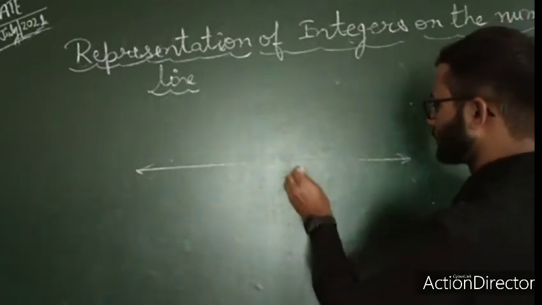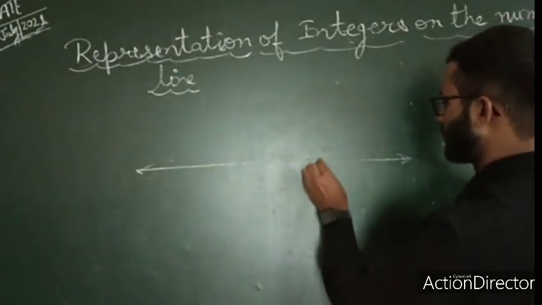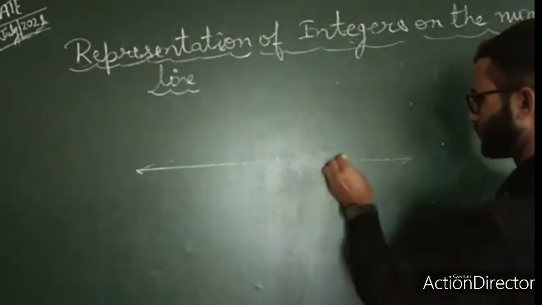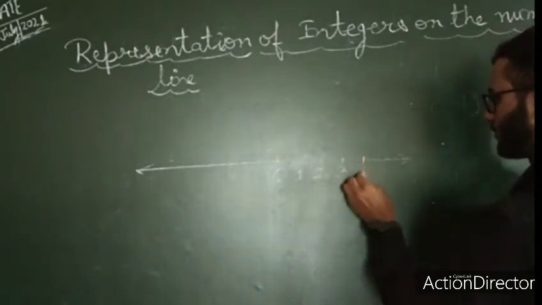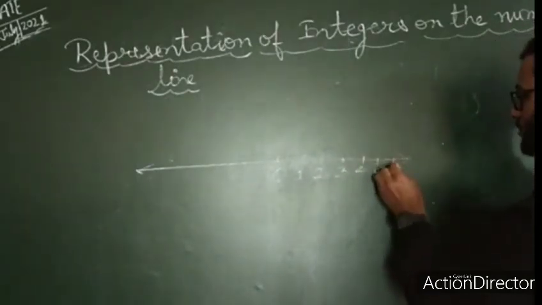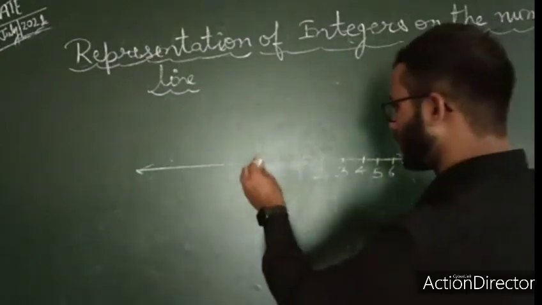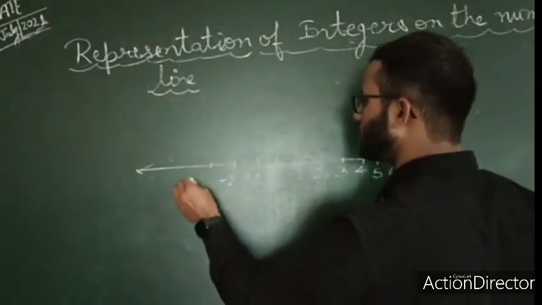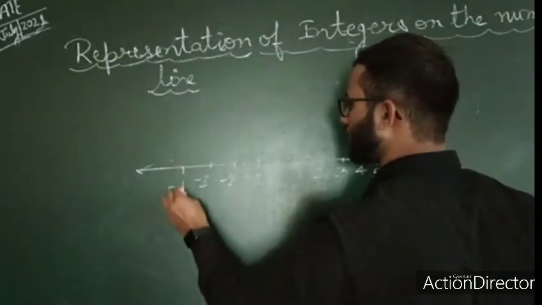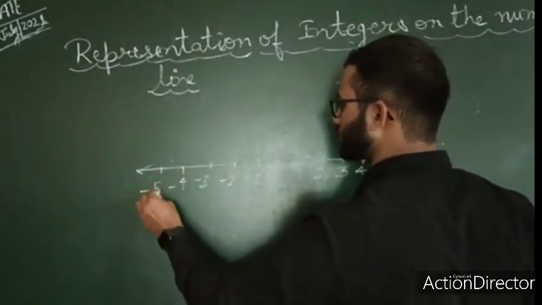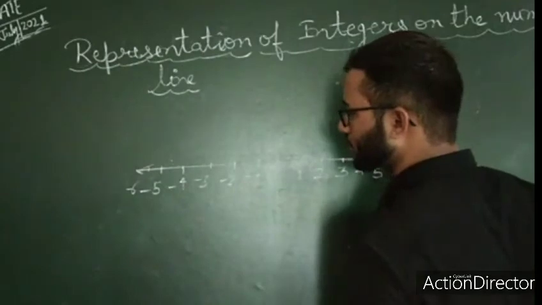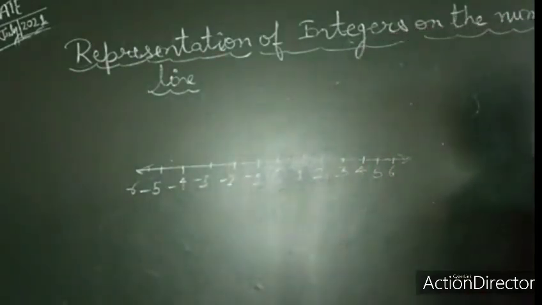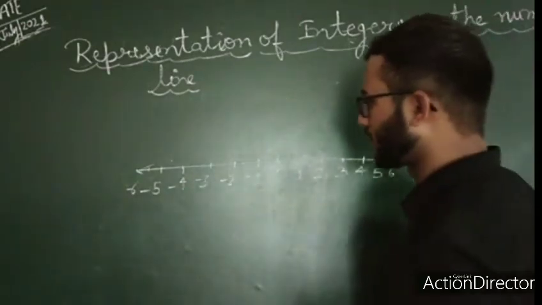Like here we write 1, it means plus 1, then 2, then 3, then 4, then 5, 6, and so on. Now here we write minus 1, minus 2, minus 3, minus 4, and minus 5, minus 6. Right. Now here we take one example related to showing numbers on the number line.